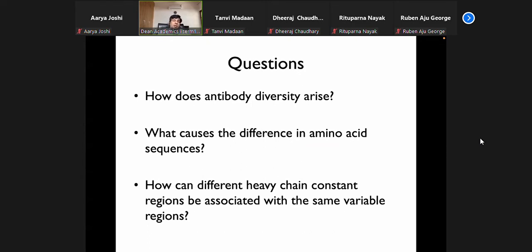How does antibody diversity arise? That's one. What causes the difference in amino acid sequence in different antibody molecules or TCRs, right? If the recognition is happening through T cells. How can different heavy chain constant regions be associated with the same variable region? Okay, in case of antibody molecule.